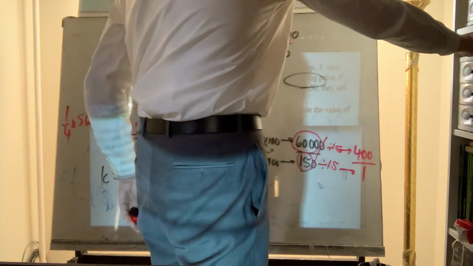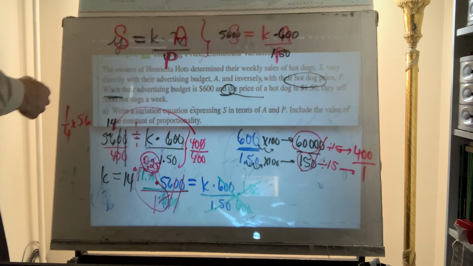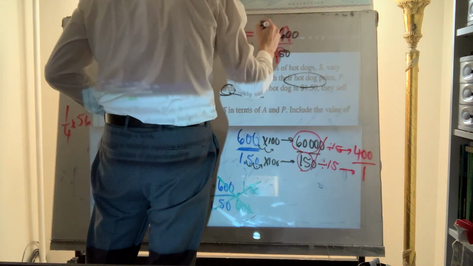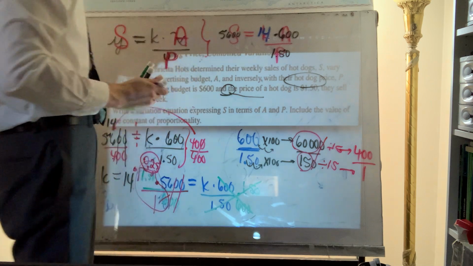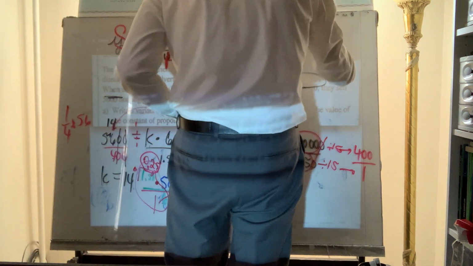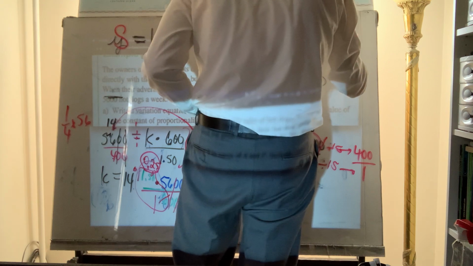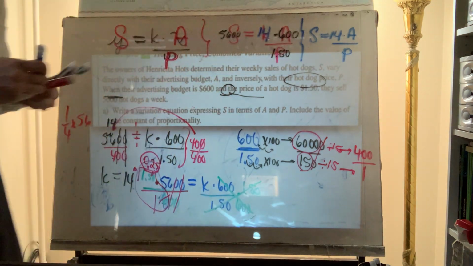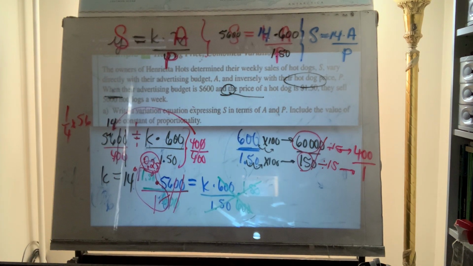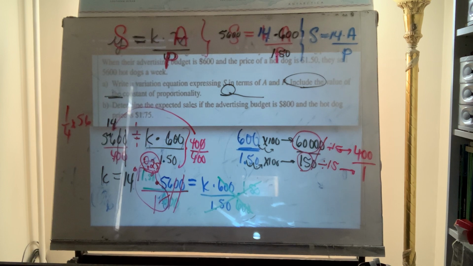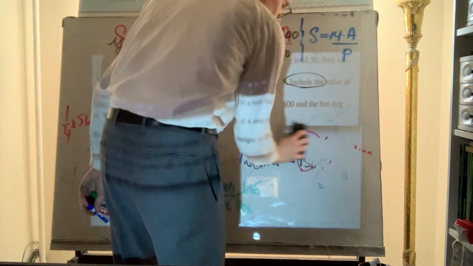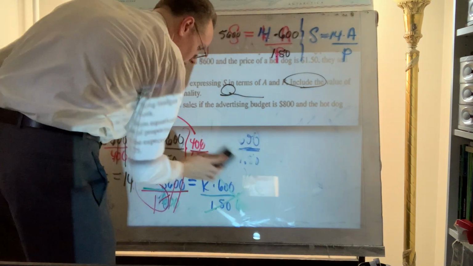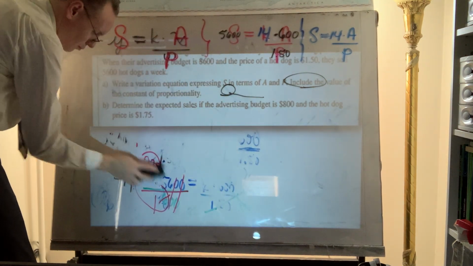Okay, so what was the whole point of this? We have the k, and the k is 14. So the adapted version of this is s is equal to 14 times a over p. Then we can answer the second portion of this. B. Determine the expected sales if the advertising budget is $800 and the hot dog price is $1.75. We've done the hard part. We've figured out all the parts, including the proportionality constant unique to this problem.